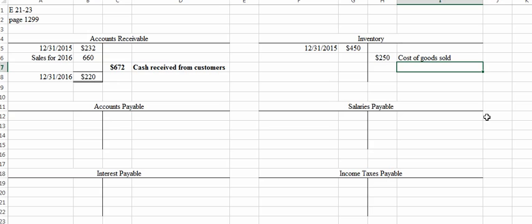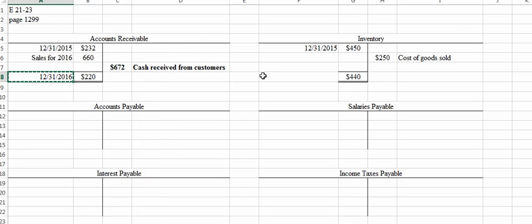Okay? When are we going to debit inventory? Well, when we make purchases of inventory on account, right? We don't know that number. We're going to have to figure it out, but we do know the ending balance is $440, right? And that's the 12/31/16 balance.